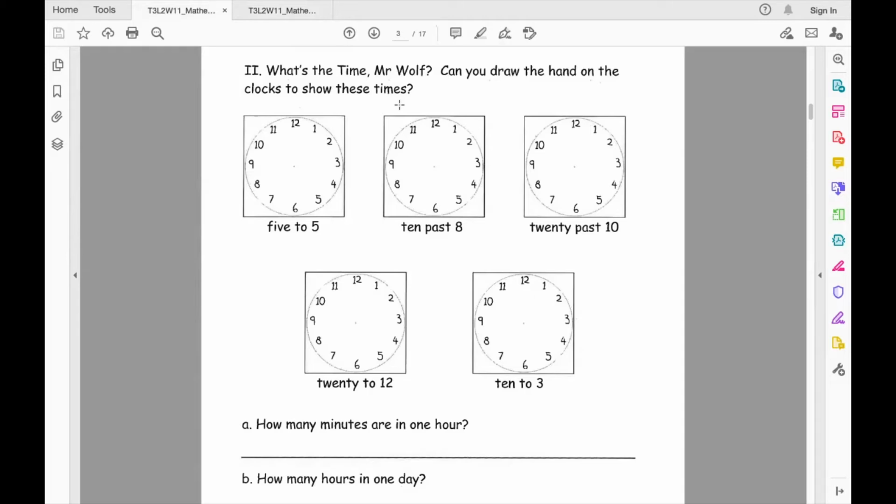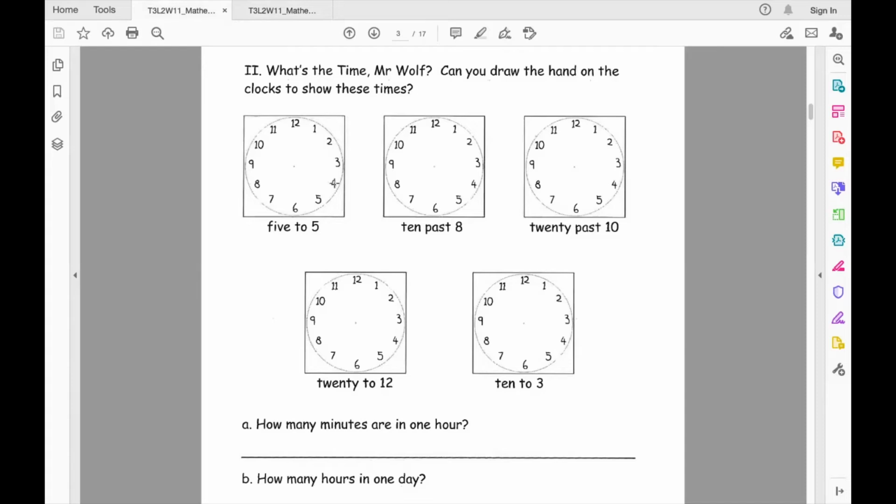So I want you guys to make sure, remember on a clock, we have a long hand and an hour hand. I mean, a short hand for the hours. So the long hand tells how many minutes there are. And remember, each of these numbers goes up by 5. So this number 1 stands for 5 minutes. Number 2, 10 minutes. Number 3, 15 minutes.